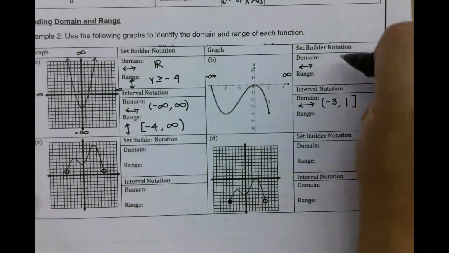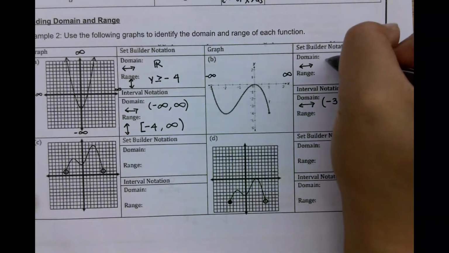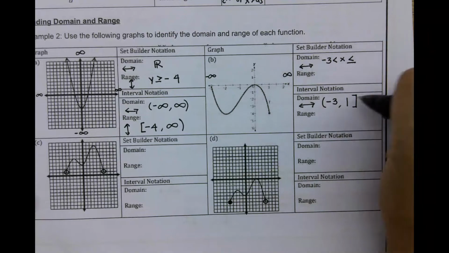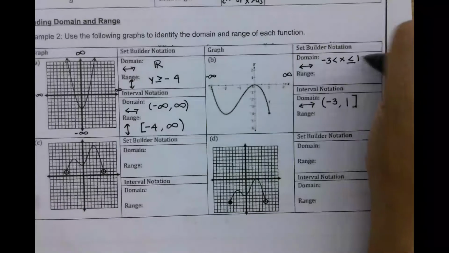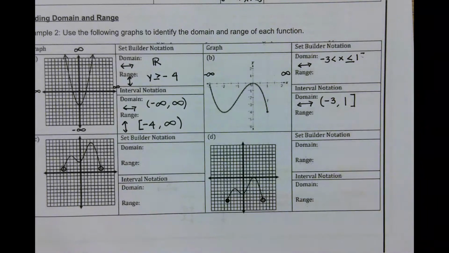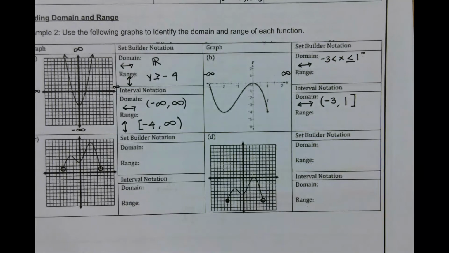If you were to write that in inequality notation, -3 is less than x, which is less than or equal to 1, because of that bracket and the closed circle. Sorry, ignore that line. So my domain is from -3 to 1, and it includes 1. Then I'm going to do my range.